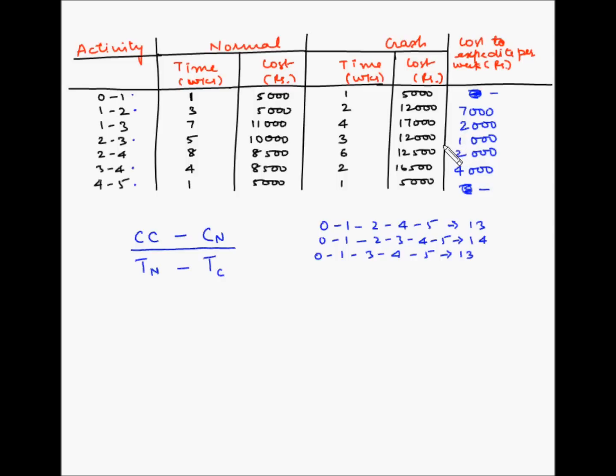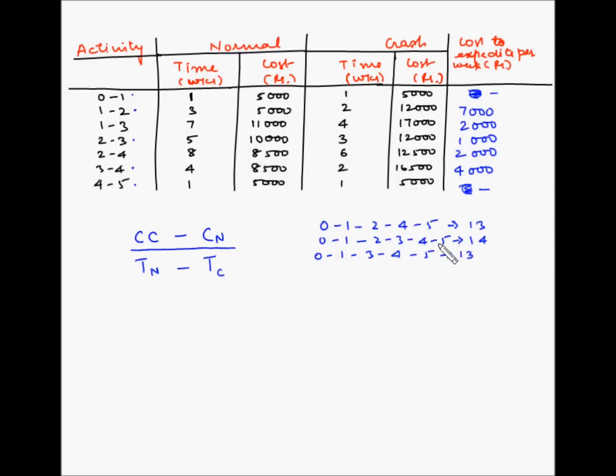Now the critical path has a duration of 14 weeks, whereas the other paths have a duration of 13 weeks. So if we are crashing one of the activities on the critical path, we cannot crash it by more than 1 week, because after that the other paths also become critical. So we can crash this path by 1 week.